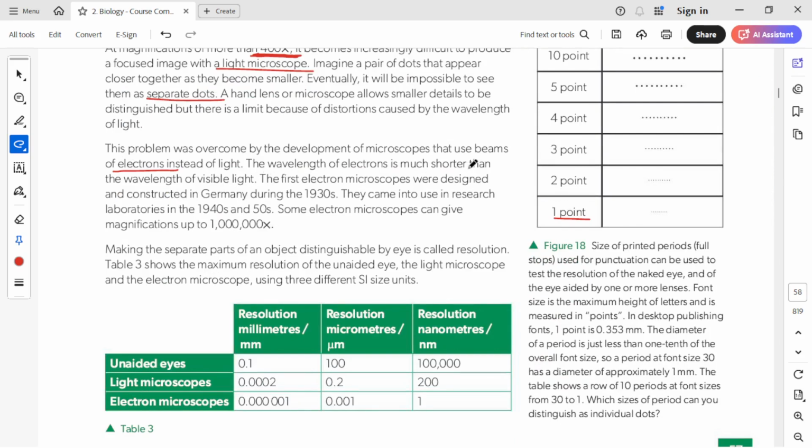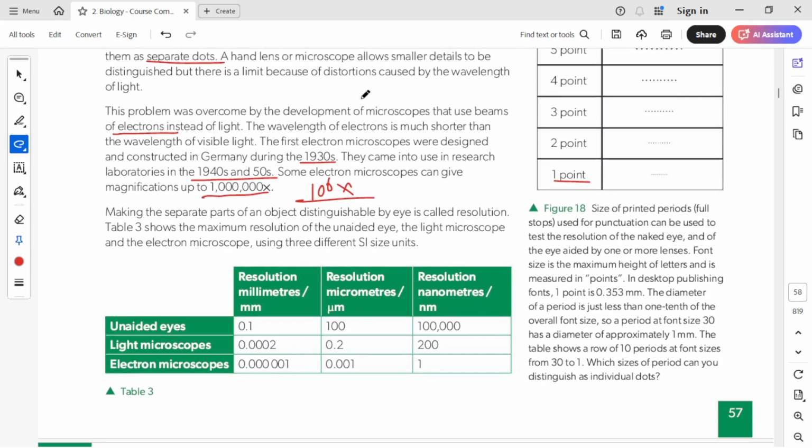The wavelength of electron is much shorter than the wavelength of visible light. The first electron microscopes were designed and constructed in Germany during the 1930s. They came into use in research laboratories in the 1940s and 1950s. Some electron microscopes can magnify up to 1 million times. So 10 to the power 6x is the magnification of electron microscopes.